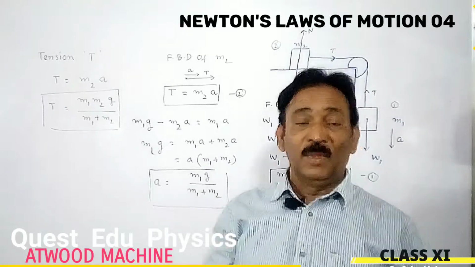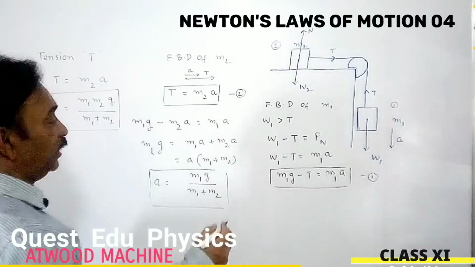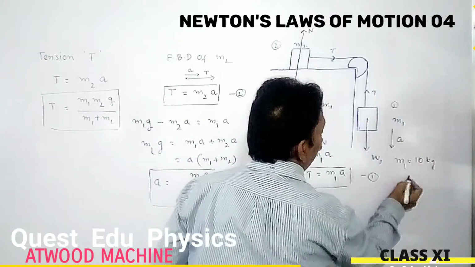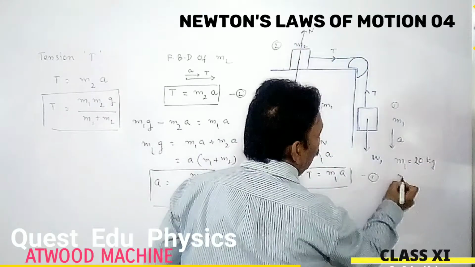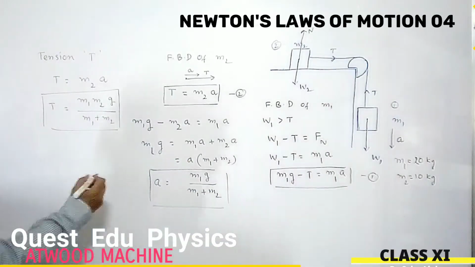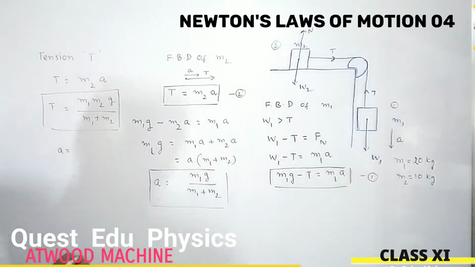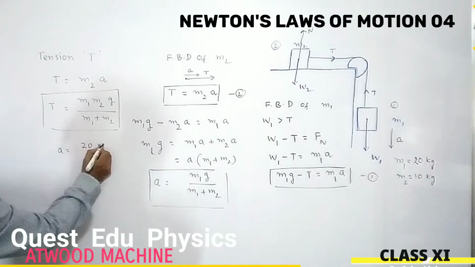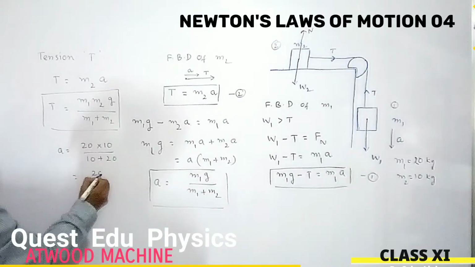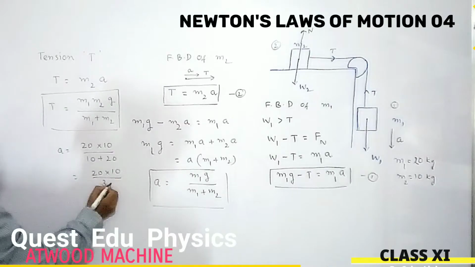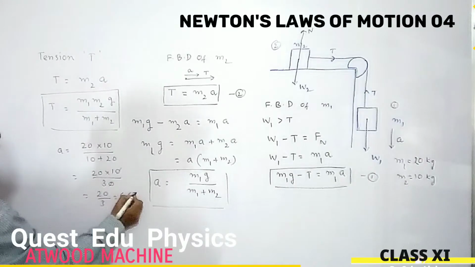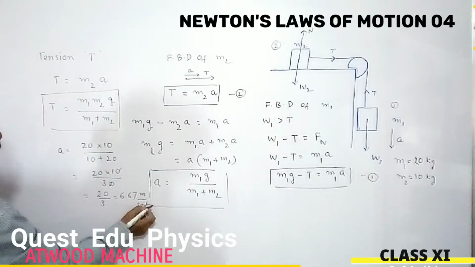Okay students, let's do one example. Let's say M1 is equal to 10 kg. I take it as 20. M2 is equal to 10 kg. What would be the acceleration? You know that acceleration A is equal to M1G by M1 plus M2. 20, take G as 10, by 10 plus 20. 20 into 10 by 30. Okay, it is 20 by 3. 6.67 meter per second square.